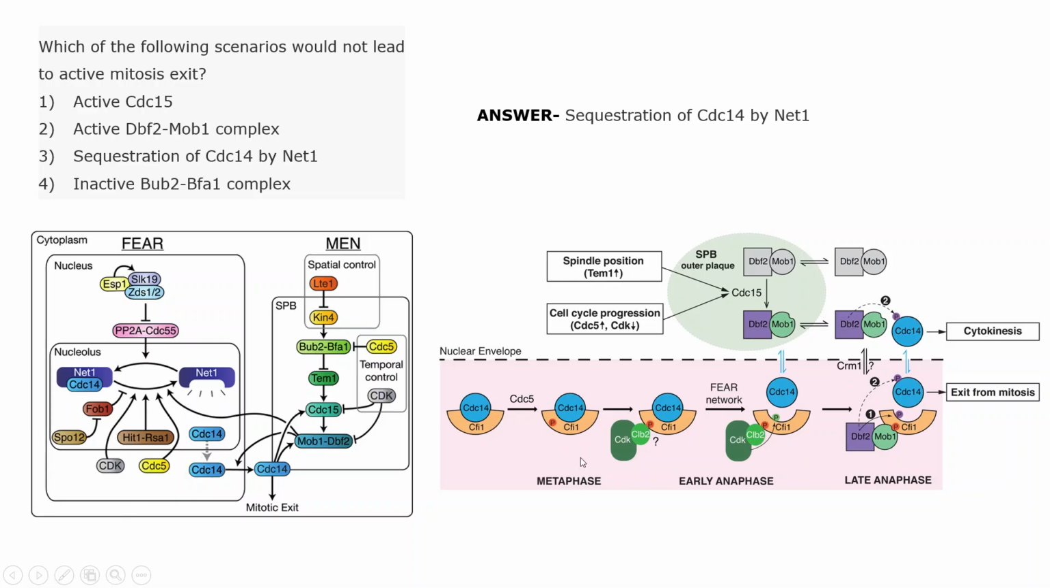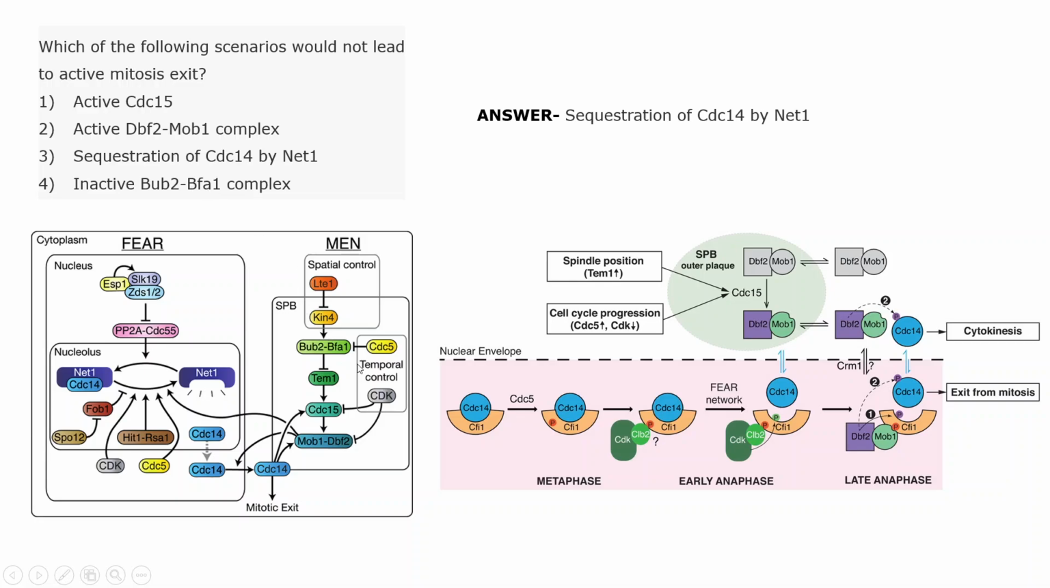Similarly CDK is also there. You can see the cyclin B CDK1, right, and the HIT1 RSA1 protein is also there. So this is a multi-interactory regulatory pathway leading to the formation of active CDC14. It can lead to the activation of other CDC15 complexes. Active CDC15 levels are increased more in this case, and the MOB1 DBF2 complex is also active. So these two options are right. It should be active, leading to formation of the mitosis exit network, and the BUB2 BFA1 complex should be inactive.